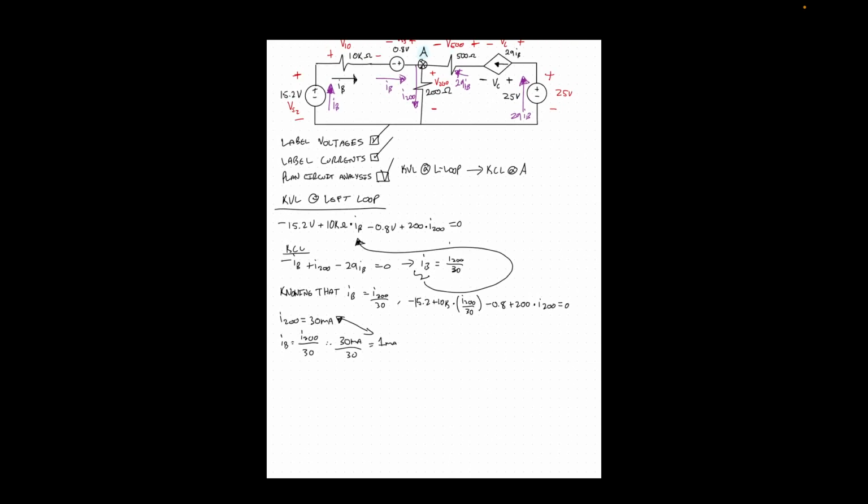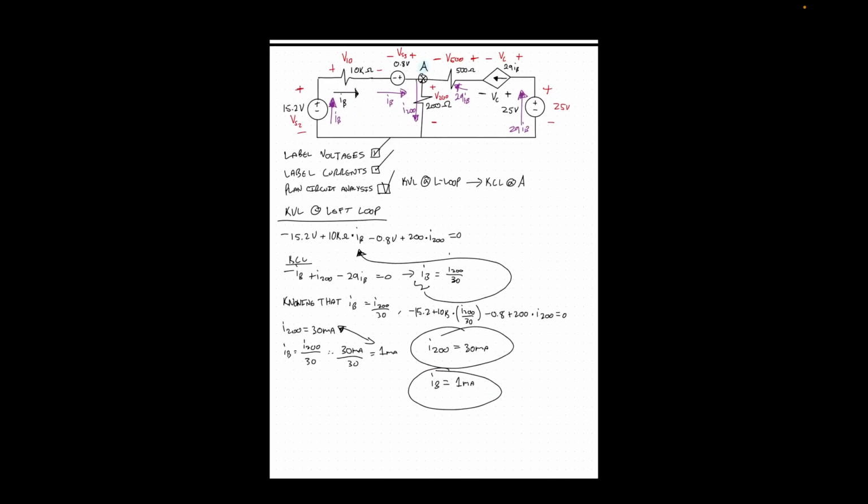I'm going to say that I200 equals 30 milliamp, and my IB will equal 1 milliamp. Alrighty, so let's go ahead and find the voltages.